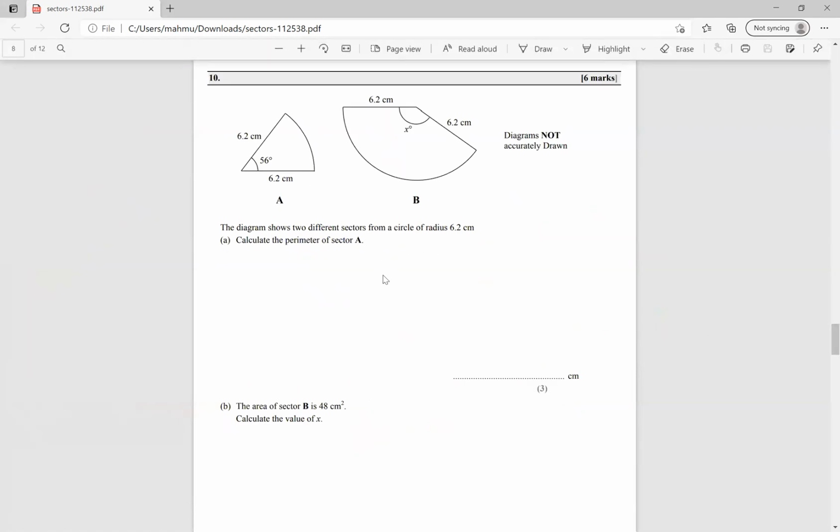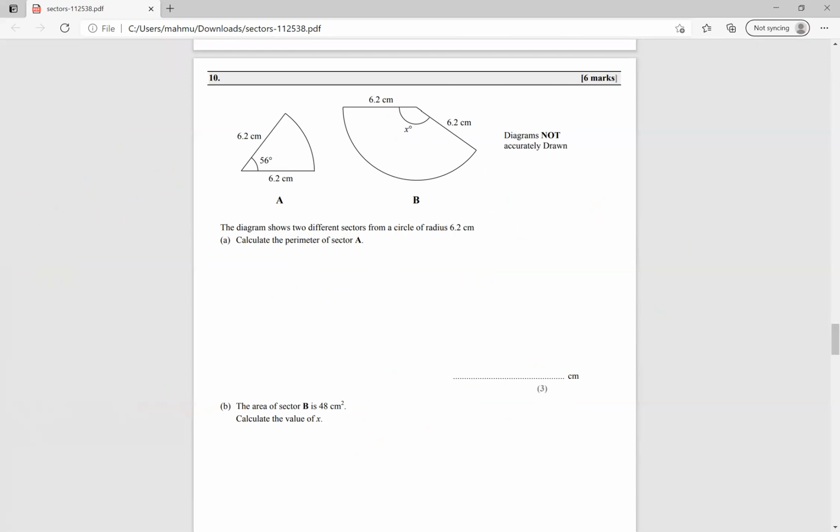Okay, the diagram shows two different sectors from a circle of radius 6.2. Calculate the perimeter of sector A. So first, that should be easy. Can you calculate the perimeter of sector A? So you do it. I told you what the formula is. So I have to do the angle over 360 times 2 pi r. Then plus the... No, it's 2 pi r, not 2r. Yes, we do 2 pi r.